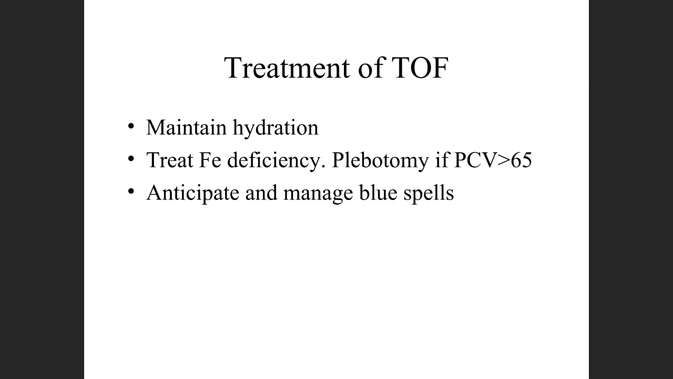You need to treat iron deficiency. The iron deficiency will cause a stimulation of red cell production in the bone marrow. So if the patient is cyanosed and iron deficient, that's going to cause an increased production of red cells. So the hemoglobin and the hematocrit will increase, and in fact, the viscosity of the blood will also increase.